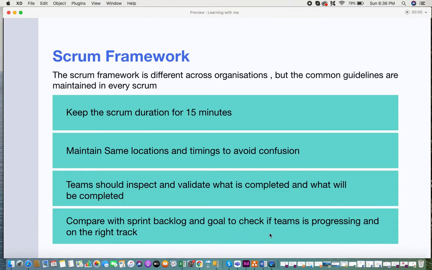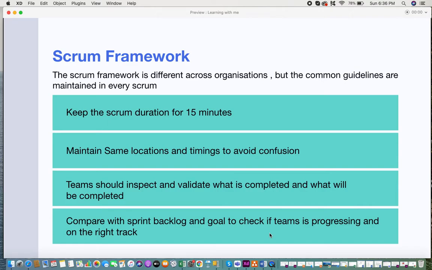Always the Scrum has to be kept within the duration of 15 minutes, minimum 15 minutes. It must never exceed for a longer time. Always maintain the same locations and timings to avoid confusion. So the best practice is to keep a common timing where everyone will be aware of the timing and the location to which they need to report.